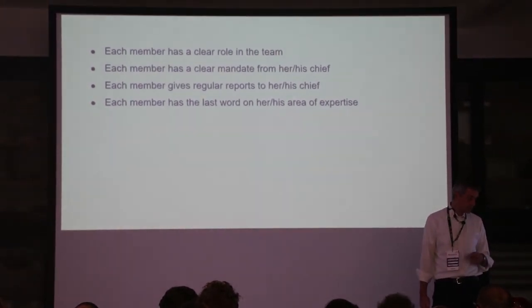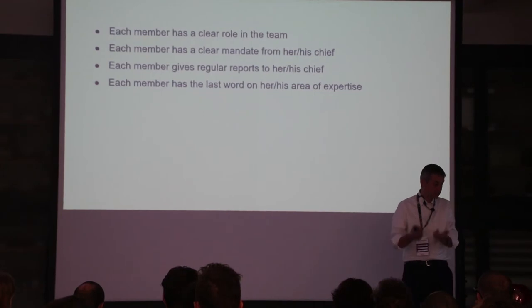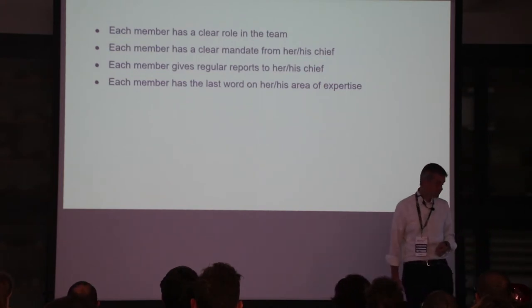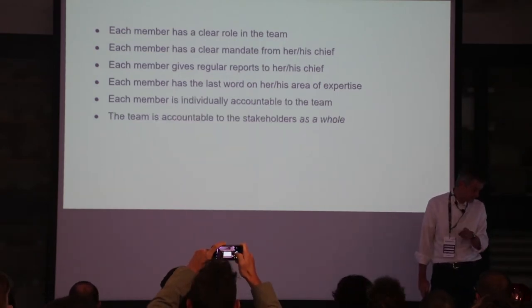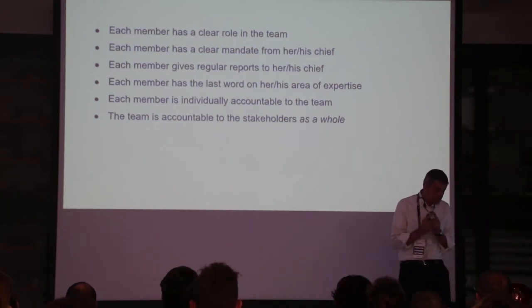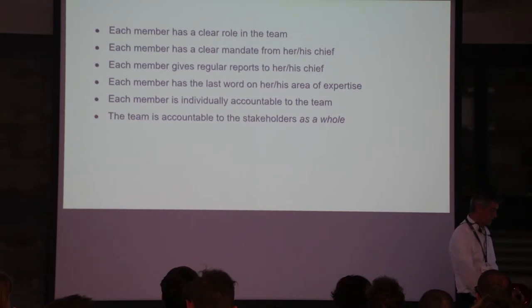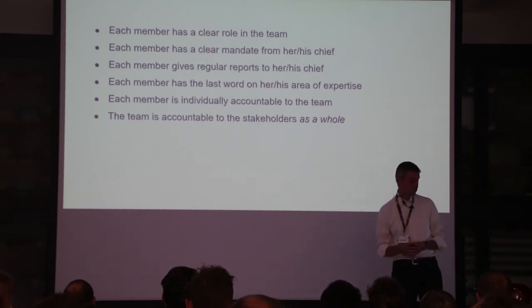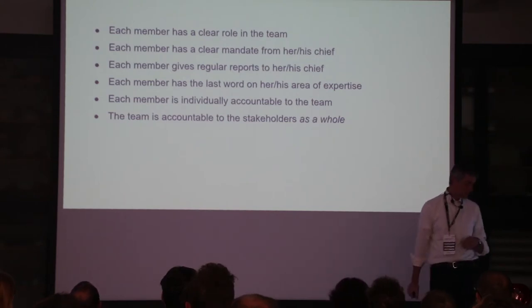Each member has the last word on her or his area of expertise. It means that everyone in a team can, for example, point out or criticize something about the graphics, but the graphic designer has the last word. Each member is individually accountable to the team, but the team is accountable to the stakeholders as a whole. If, for instance, there's a bug in the code, all the members of the team consider themselves accountable for that. It diverges from most of the other agile methods, because in our company we decided to consider the whole team as the owner of the product as long as the team exists. It's a bet. It's a very different thing, but it is working.